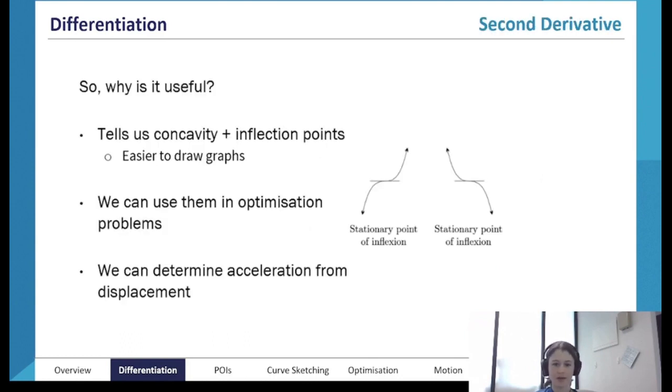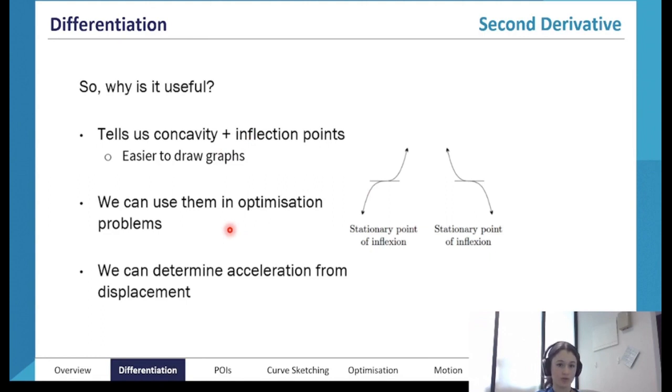Okay, so now we're getting into why the second derivative is useful. As I was going over before, the second derivative tells us about the concavity and the inflection points, and this tells us information on how to graph functions, like you might be asked to in an exam. Graph f of x and I'll give you a function. If you can find the concavity and the inflection points, it makes it so much easier, and tells you about the shape of the graph.